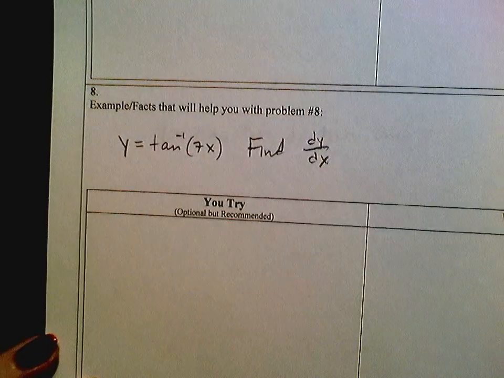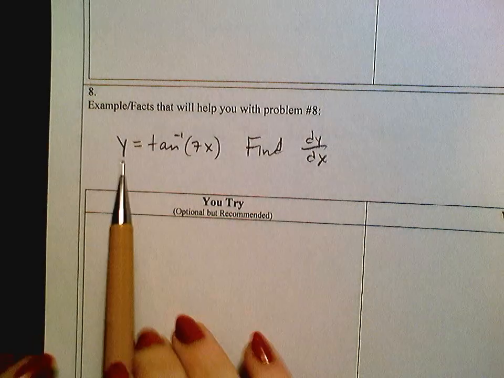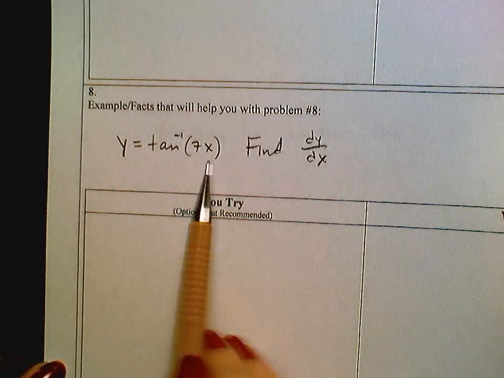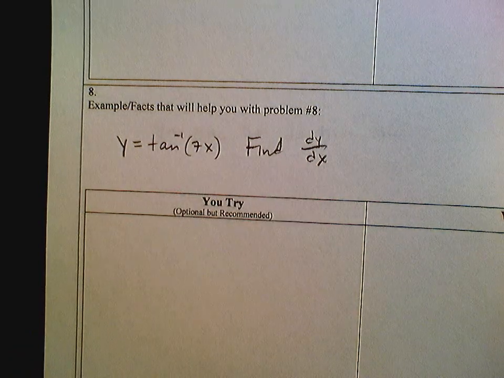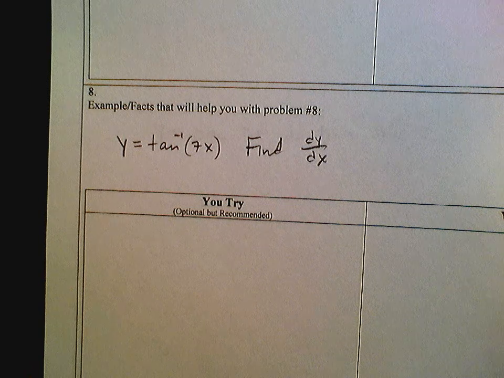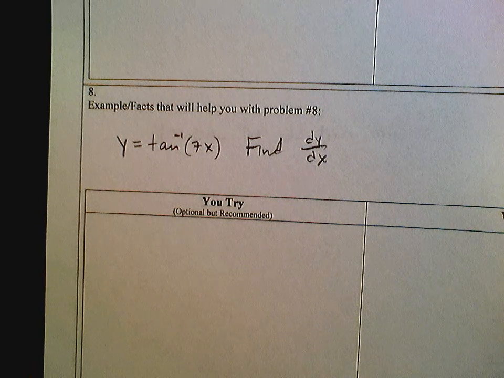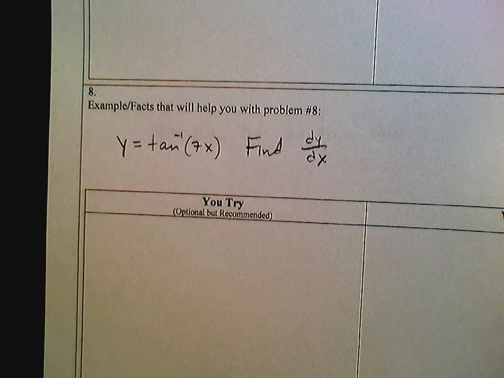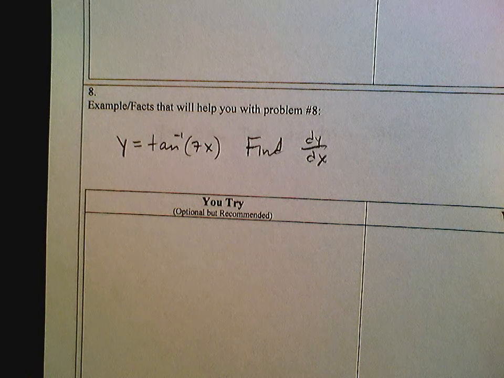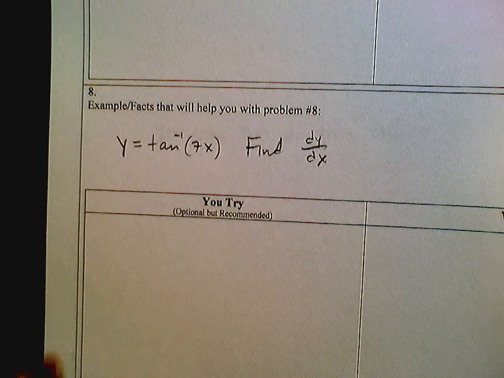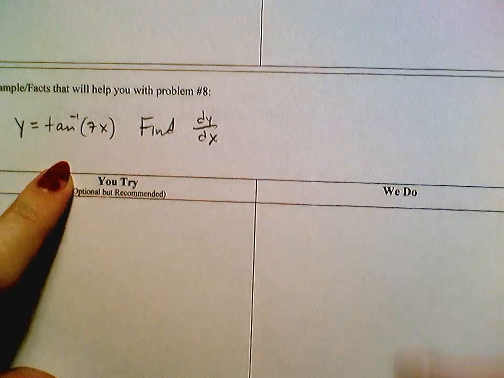Next, here's an example. We've got y equals inverse tangent of 7x. We're going to find dy dx, which is the derivative. I haven't been asking that. We need to be asking all the time: limit, derivative, or antiderivative? So the answer is derivative.